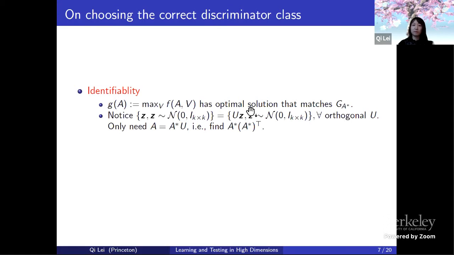So if we rotate the input by a matrix U, the target distribution doesn't change. So we might not be able to exactly learn a specific A star, but as long as we learn some A such that A transpose equals A star transpose, that's fine.